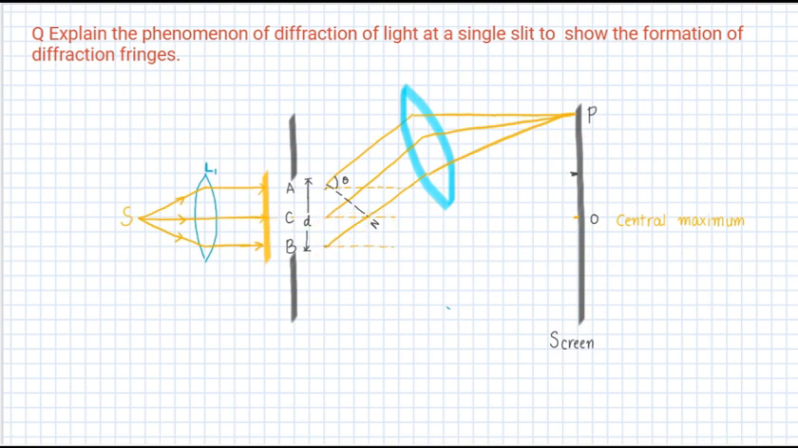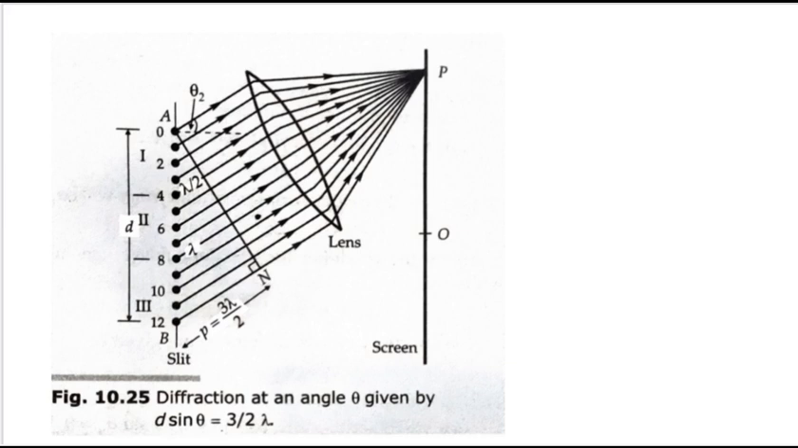So let us suppose the extra path difference is thrice lambda by 2. This is your 3 lambda by 2. If the extra path traveled by the light coming from this point is 3 lambda by 2, in such case, what happens? You will get a maximum at this point.